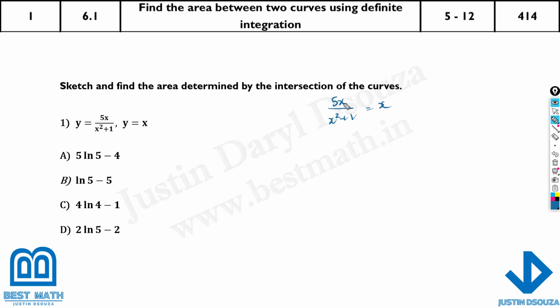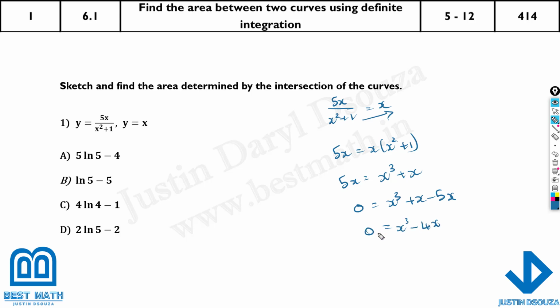Because when you cancel it, you have to always consider x as 0, because you're cancelling from both sides. So instead of that, I'll show you. Denominator, take it to the other side. It'll be 5x is equal to x into x squared plus 1. Now when you multiply x, it'll be x cubed plus x. Left side is 5x. And now I'll move this 5x to the other side. So it'll be 0 equals x cubed plus x minus 5x. And the simplified one will be x cubed minus 4x is equal to 0.